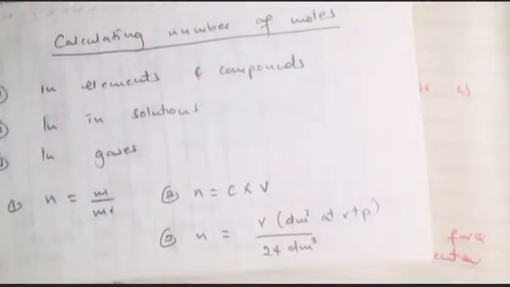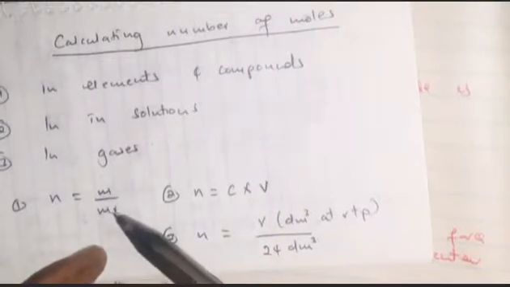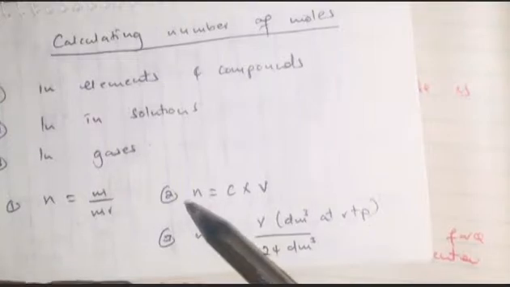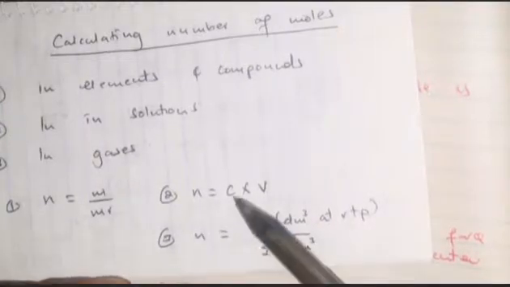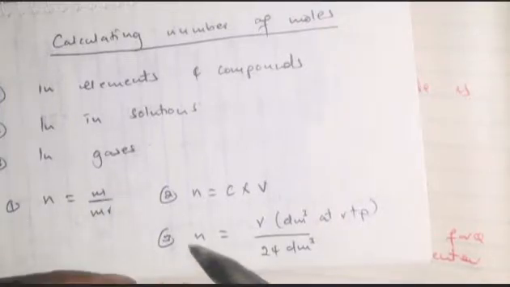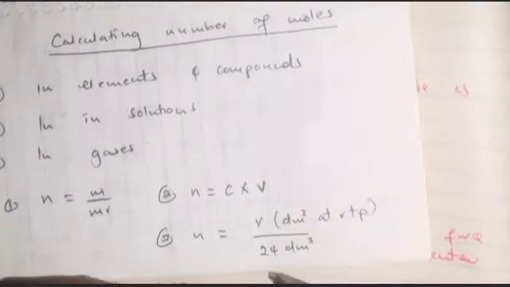That's what we do. 3 conditions. In elements and compounds, number of moles is equal to mass over molecular mass. Then in solutions, we say number of moles is equal to the concentration times the given volume. Then in gases, we say number of moles is equal to the volume of the gas divided by 24 decimeter cubed.